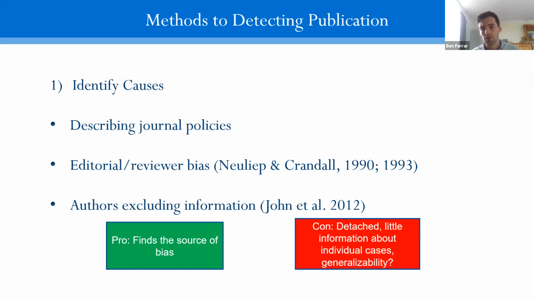But it doesn't really give us that much information about individual cases. It's kind of detached from the actual literature, and it might not generalize that well. It's also a little bit shaky, in that often if we're looking at editor and reviewer bias, we're getting these two citations from the early 90s coming out. So maybe we want to be a little bit cautious about how we interpret some of these results.